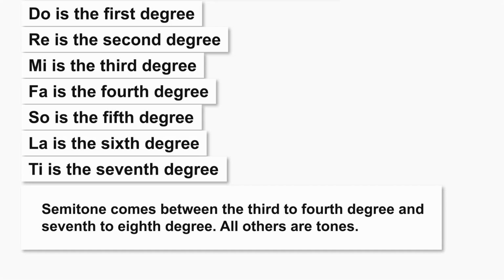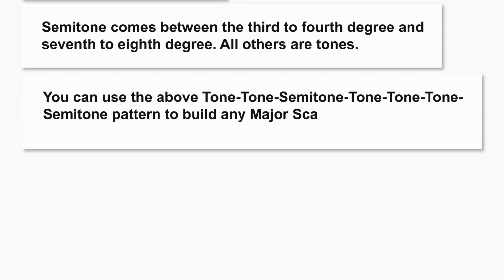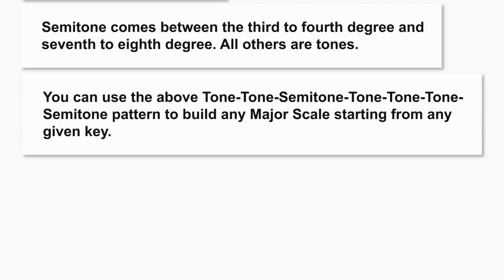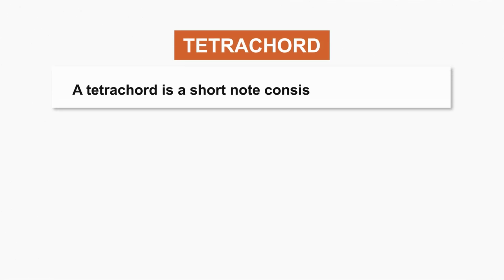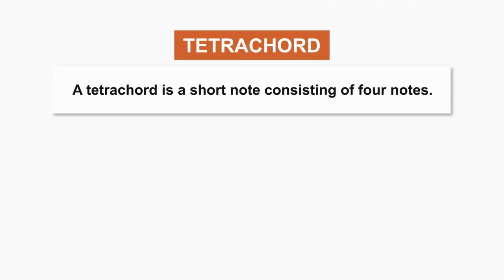Semitones come between the 3rd and 4th degrees and the 7th and 8th degrees. All others are tones. You can use the above tone-tone-semitone, tone-tone-tone-semitone pattern to build any major scale, starting from any given key. A tetrachord is a short scale consisting of 4 notes.